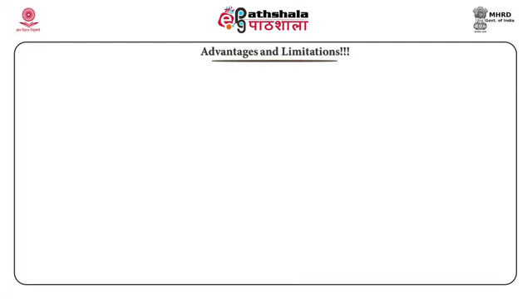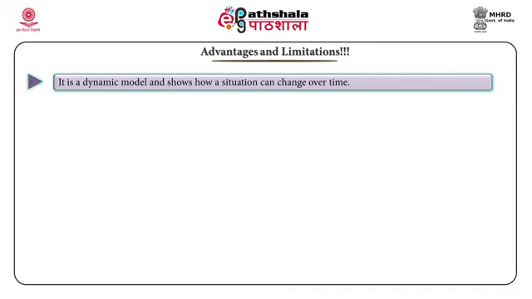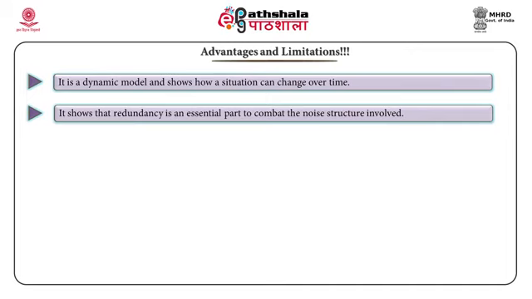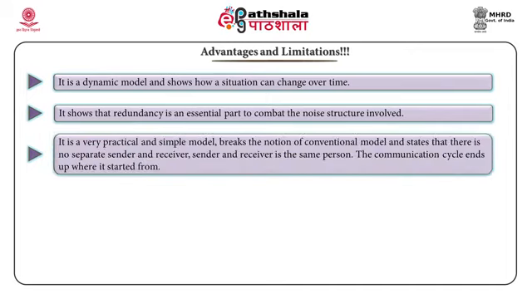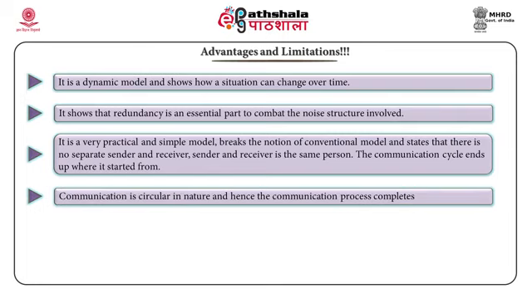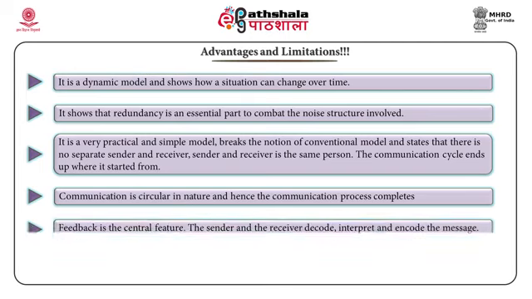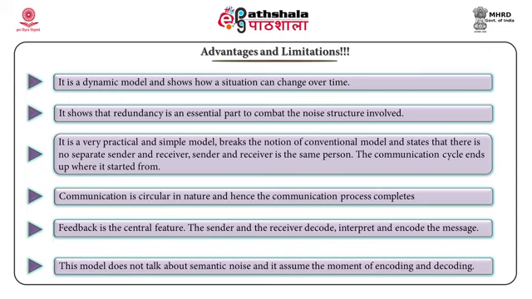Let's have a look at the advantages of this model. It is a dynamic model and shows how a situation can change over time. It shows that redundancy is an essential part of combating the noise involved. It is a very practical and simple model, breaks the notion of the conventional model and states that there is no separate sender and receiver. Sender and receiver are the same person. The communication cycle ends up where it started from. Communication is circular in nature and hence the communication completes. Feedback is the central feature. The sender and the receiver decode, interpret and encode the message. The disadvantage of this model is that it does not talk about semantic noise and it assumes the moment of encoding and decoding.